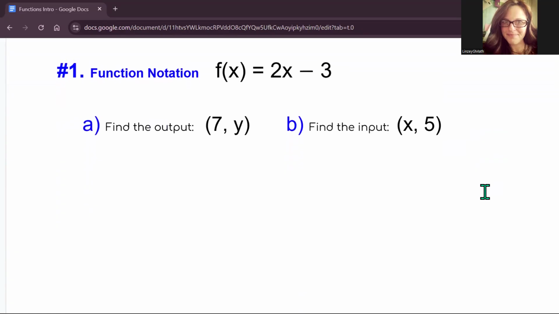Number 1, we've got function notation, and this is pronounced f of x. F of x is really the y value, the output.